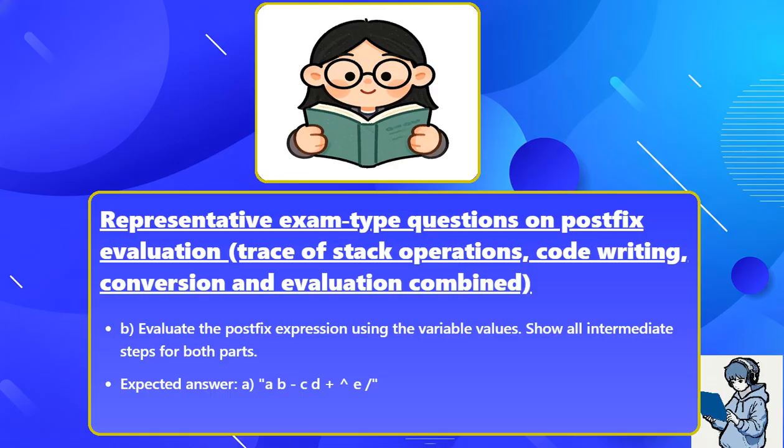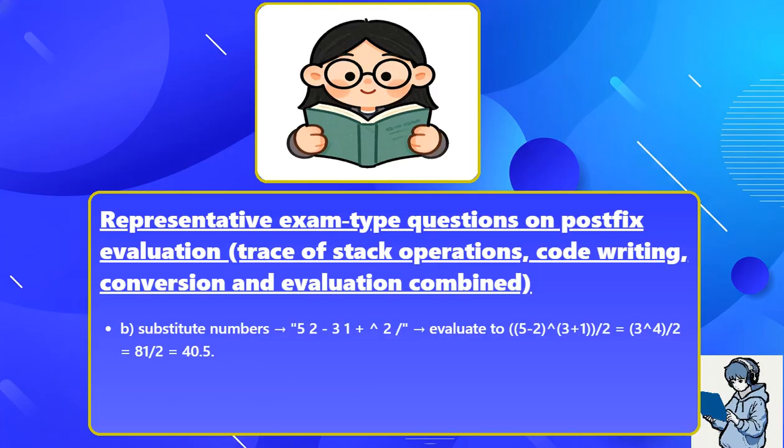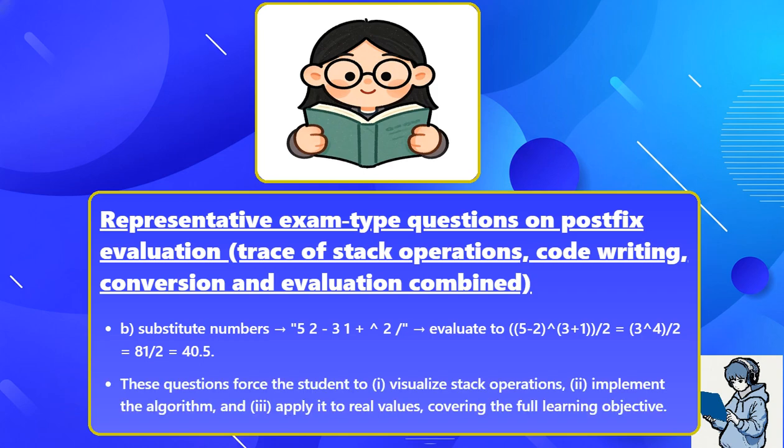Expected answer: Part A, a b minus c d plus raised to the power of e divided by. Expected answer: Part B. Substituting numbers becomes 5 2 minus 3 1 plus raised to the power of 2 divided by, which evaluates to open parenthesis 5 minus 2 close parenthesis raised to the power of open parenthesis 3 plus 1 close parenthesis divided by 2 equals 3 to the power of 4 divided by 2 equals 81 divided by 2 equals 40.5. These questions force the student to visualize stack operations. Question 2 implements the algorithm, and Question 3 applies it to real values, covering the full learning objective.